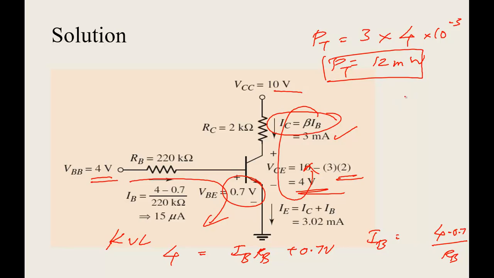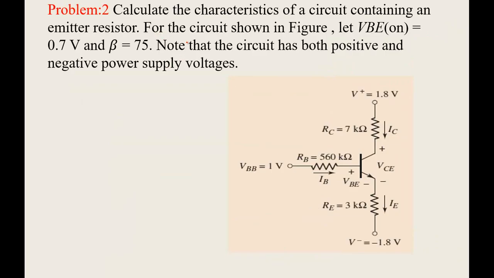Fine. Now coming to the next problem, it's the same problem, except that one RE resistance alone has been included here, and it is also a dual supply. Now the values given for you are VBE on is 0.7 volts, that is already known, and beta is 75. So these are the two things given to you.